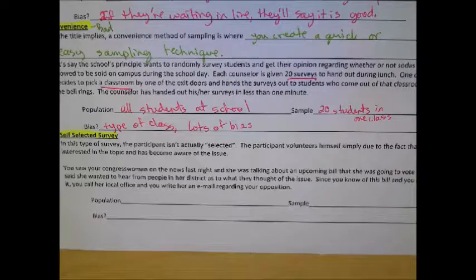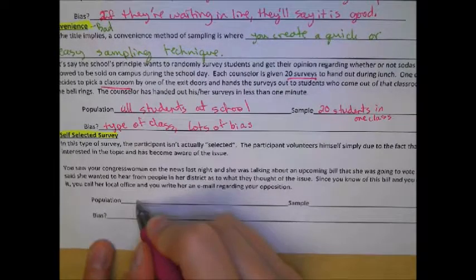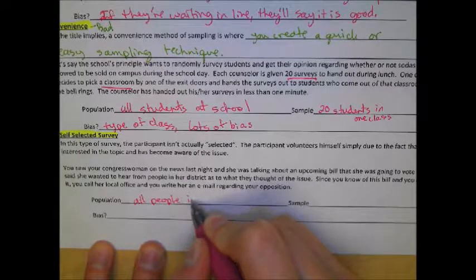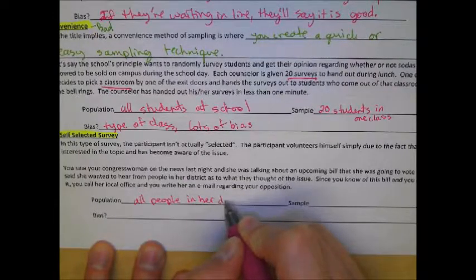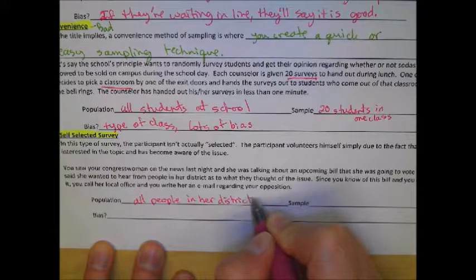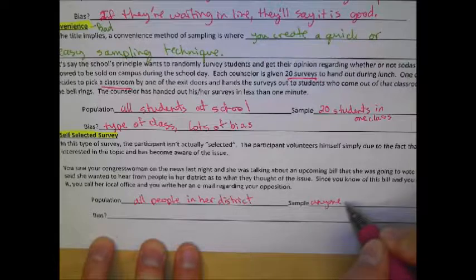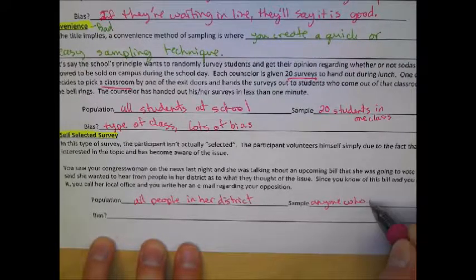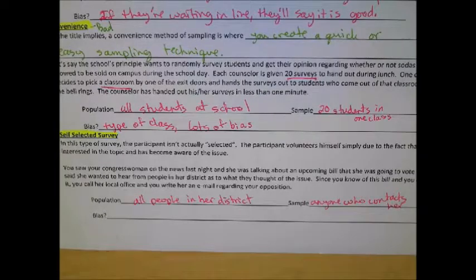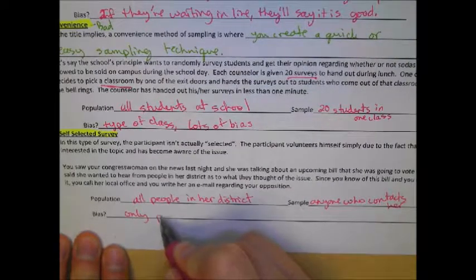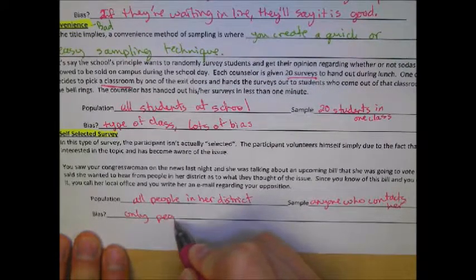So the population would be anyone in that district. And the sample would be anyone who contacts her. What's the bias? Well, only people with that opinion, with a strong opinion, will call.